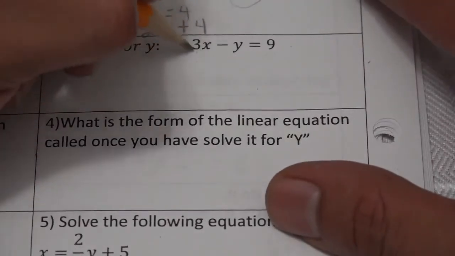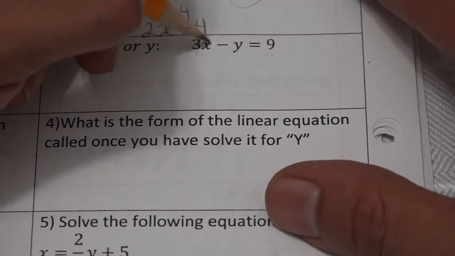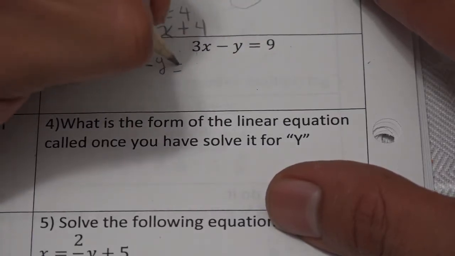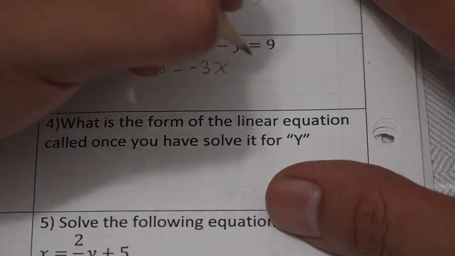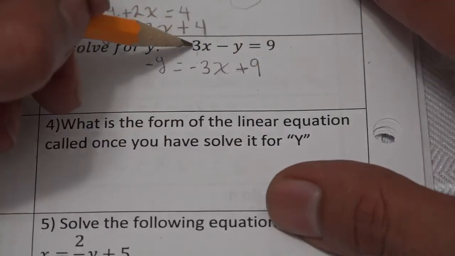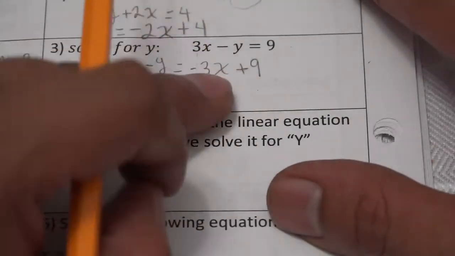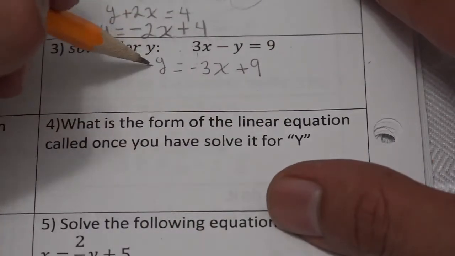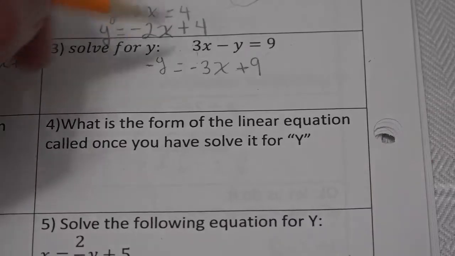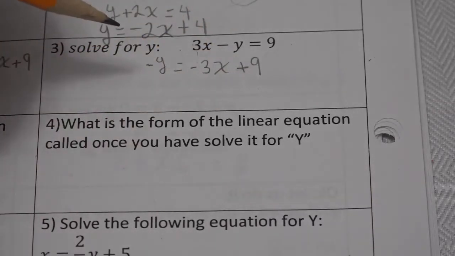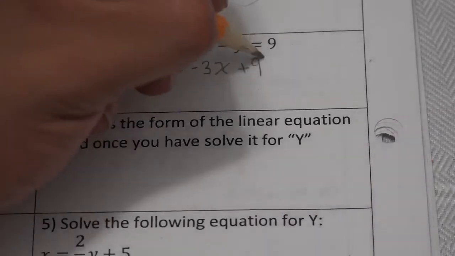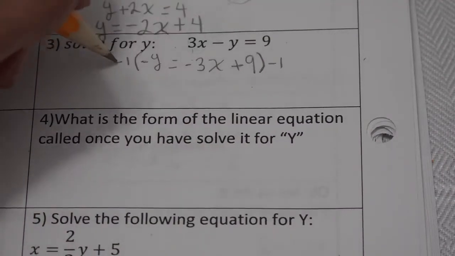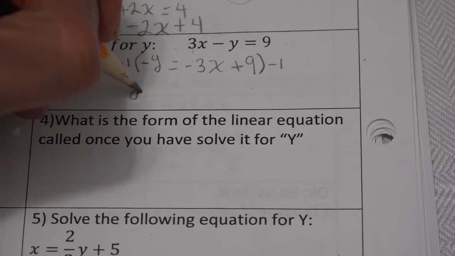So in this case, I'm going to take the 3x to the other side. So you end up with negative y equals negative 3x plus 9, because all I did was give you the 3x, you gave it back to me, put it on the other side, and it became negative. But the problem is that the y is negative. So that means that I have to multiply everything by negative 1. You see, this is what I was trying to avoid. Multiplying by negative 1 only changes the sign of everything.